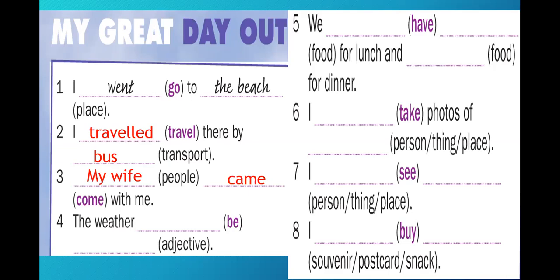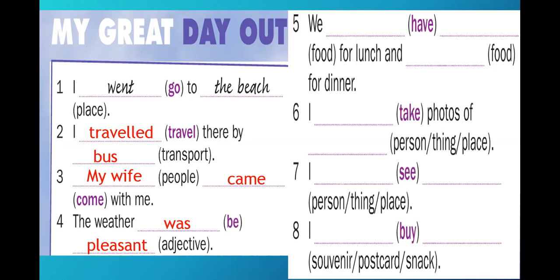Number 4, the weather. Now we have the verb be. We have to remember, is it was or were? The weather can be represented with it. That means we're going to use was. The weather was, it was, the weather was pleasant, comfortable. Okay, it was good weather when I went to the beach, when I went on vacation.